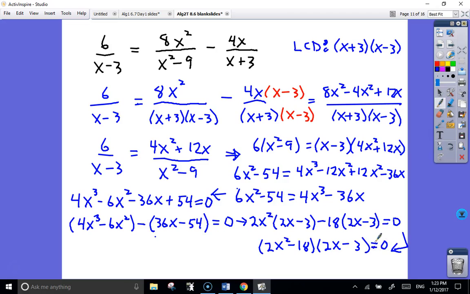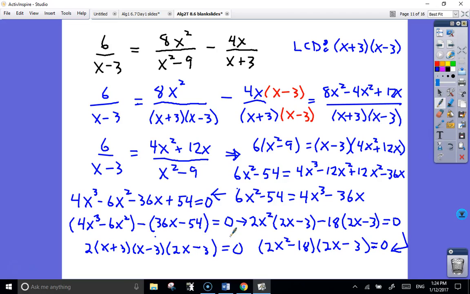Okay, but we're still not done. Because 2x squared minus 18, what's the common factor? 2. And what's left when you factor it out? X squared minus 9, which is the difference of squares. So just to jump to the conclusion, that's 2 times x plus 3 times x minus 3 times 2x minus 3 equals 0. That's completely factored.